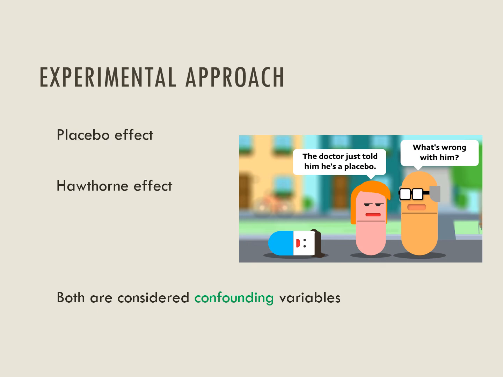One aspect of the experimental approach is going to be confounding variables. And there's more than just these two, but these are the two that your book talks about. The first one is the placebo effect. The placebo effect is a confounding variable. It's not the same thing as a placebo. So a placebo is basically a control.